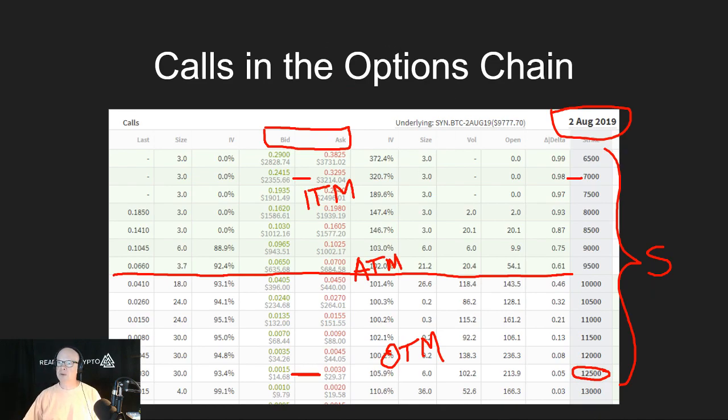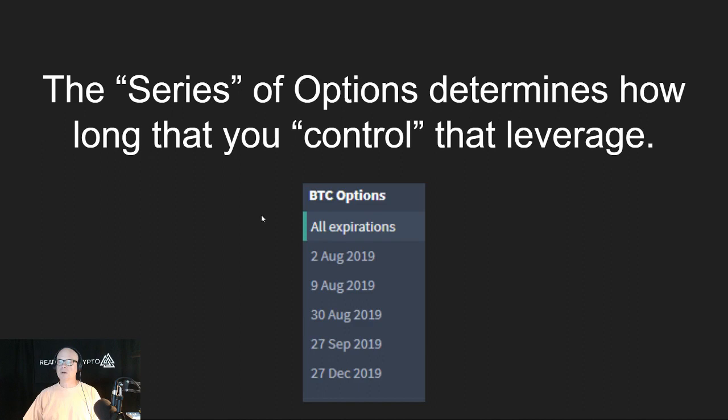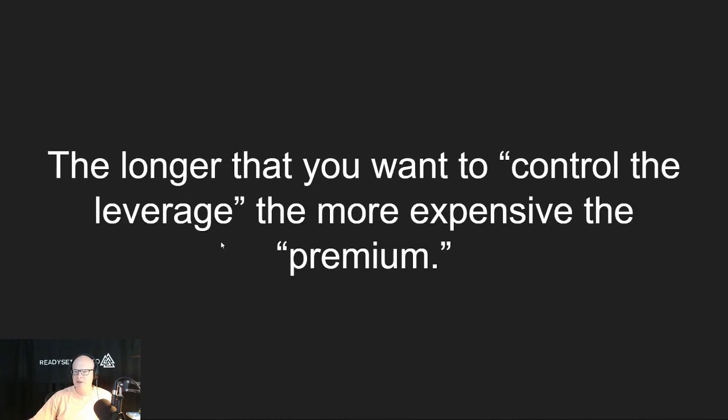Okay, everybody happy? So the series of options determines how long you have to control that leverage. The longer you want to control the leverage, the more expensive the premium. Imagine if I wanted to buy a contract on a house and I said, I want to control the contract on your house for the next year.